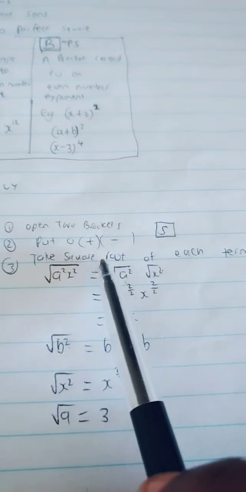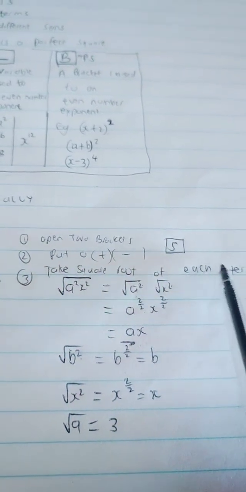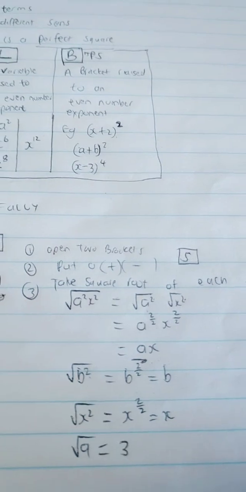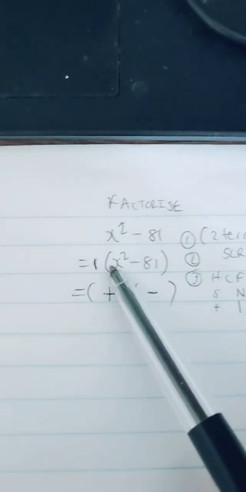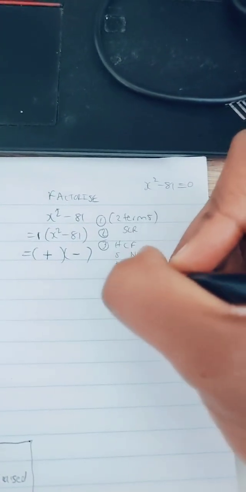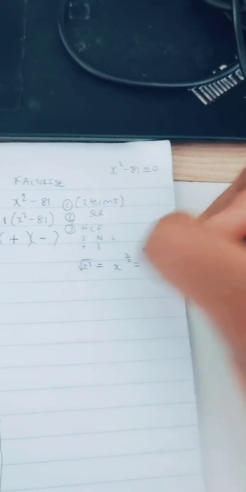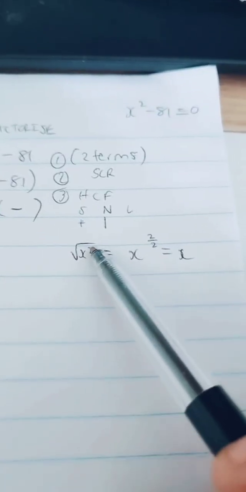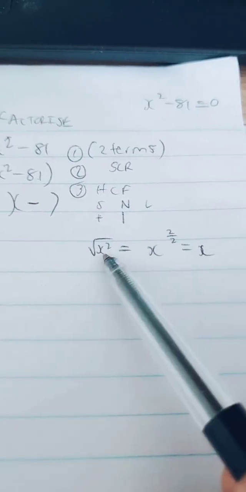Next, take the square root of each term. Then make sure you write the answers in the appropriate positions. So, what is the square root of x squared? Yes, thank you so much. It is x. If you apply the square root to x squared, then the square root and the square cancel each other.